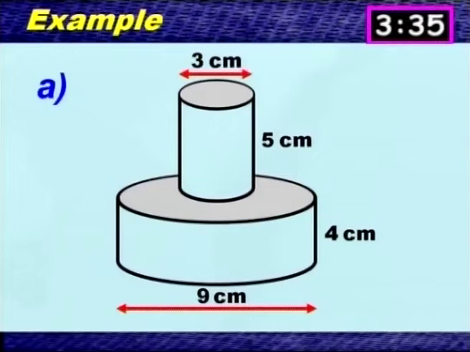Those of you calculating the volume of the small cylinder, don't forget, 3 centimeters is the diameter. Those of you here, 9 centimeters is the diameter. Okay? Don't forget pi r squared.